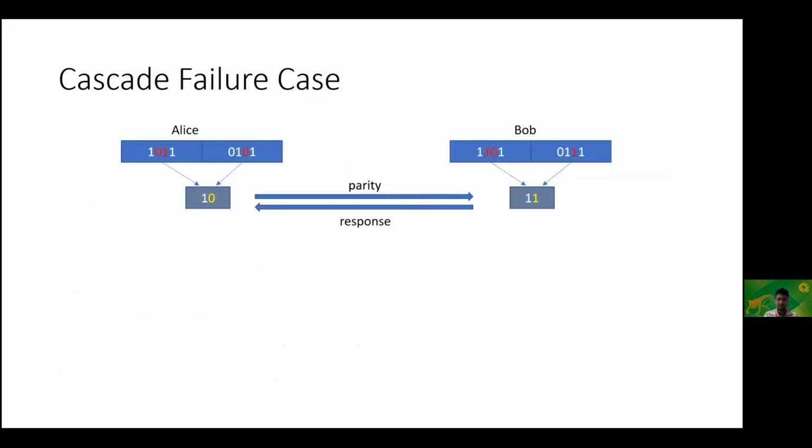So here is the failure case example. For example, Alice on the left side has 0 1 in the middle, but Bob has 1 0. So two of the bits got flipped. Still, the overall parity remains the same. So Bob will conclude that on the left there is no error.